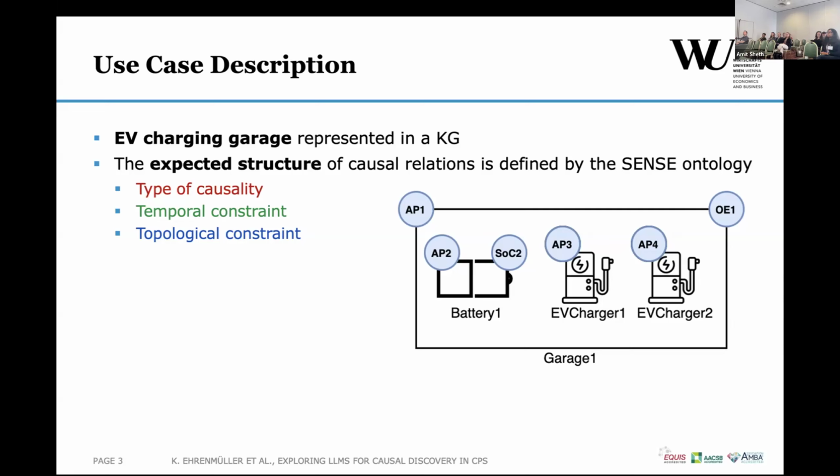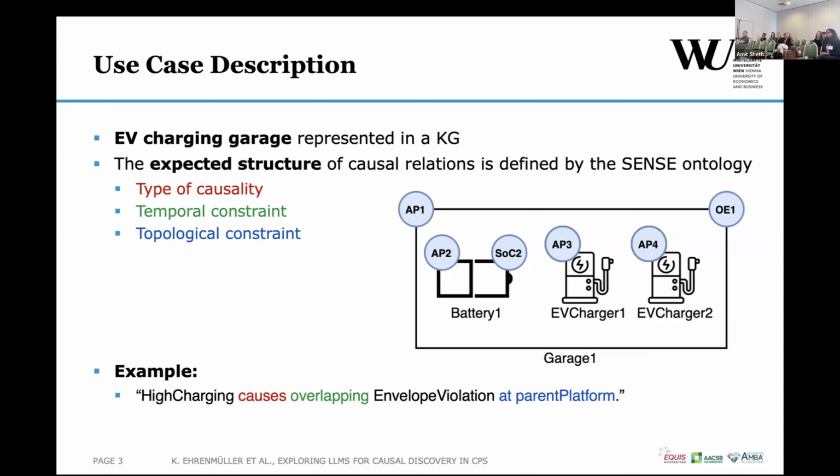We need the temporal constraints: whether A causes B only if they happen at the same time, or if there are some temporal lags. Then we have topological constraints in terms of how far apart A and B can be in physical proximity. As an example, I have here high charging causes envelope violation. If there's high charging at one of the chargers, this can cause an envelope violation at the garage level. So we have the type of causality, causes, then overlapping, as they have to be temporally overlapping, and then at parent platform, which means the high charge has to be within the platform where the envelope violation happens.